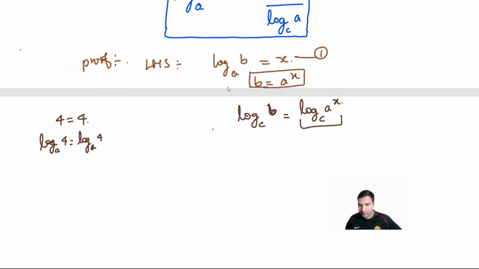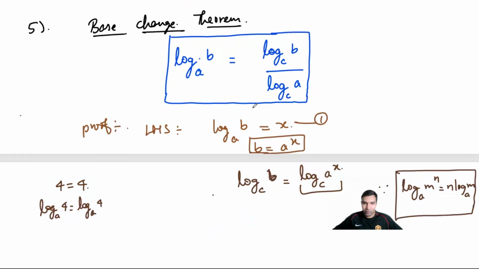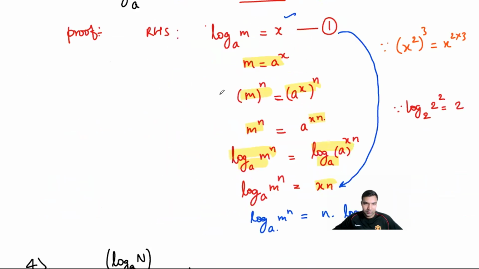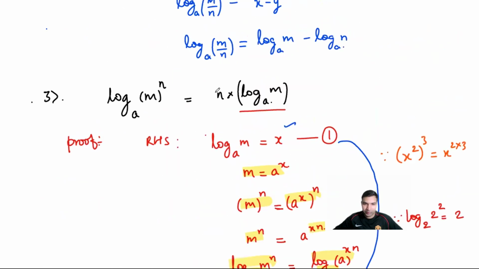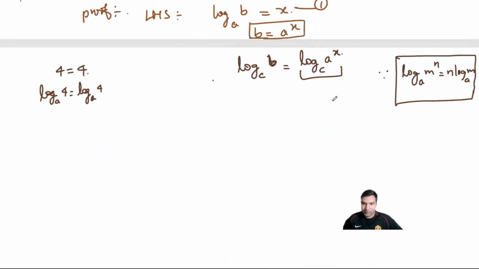We have seen the property of log of m to the power n to the base a, which is n times log of m to the base a. I think that was the third property. So which property am I going to apply here? The third property: the power comes in front. Applying that, x comes out, x times log of a to the base c, and therefore it is equal to log b to the base c.